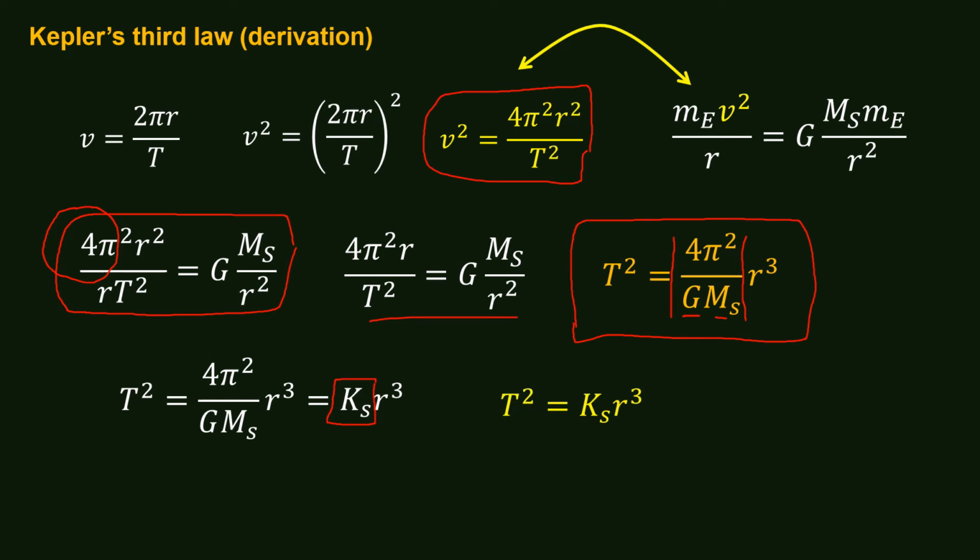Now this k, in the case of the Earth-Moon system, we would have a k of e. Something orbiting the Earth would be a different constant than the sun.